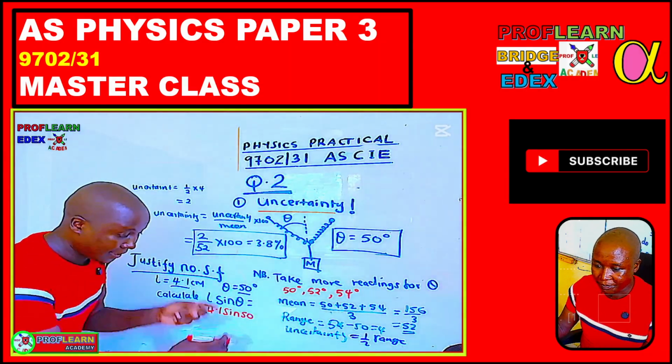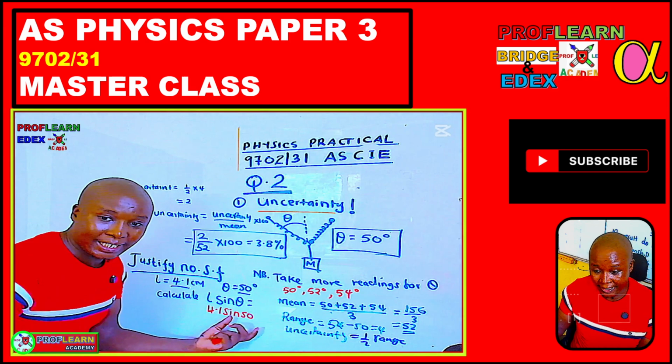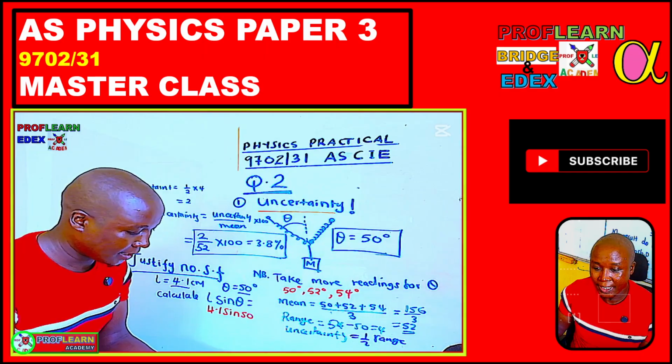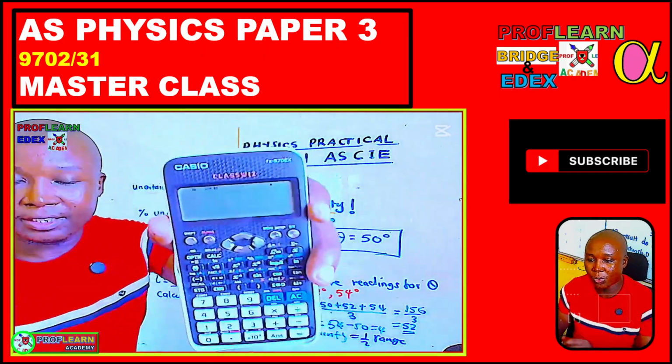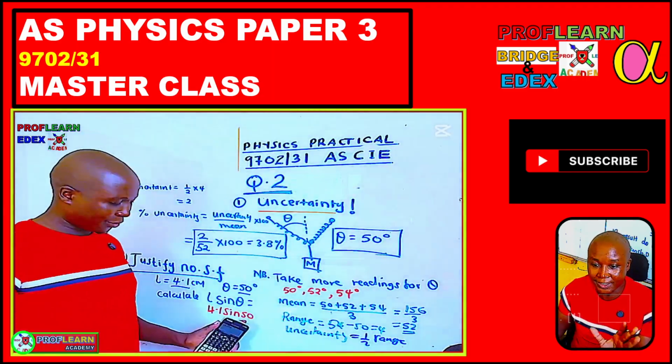Now, in this case, Mr. Nick maybe was measuring length as 4.1 and the angle theta as 50, and was told to calculate the value of L sine theta. He was supposed to put 4.1 times sine 50 in order to get that value. Upon putting that in the calculator, we are going to get our answer. Ensure your calculator is not in radians, it's in degrees.